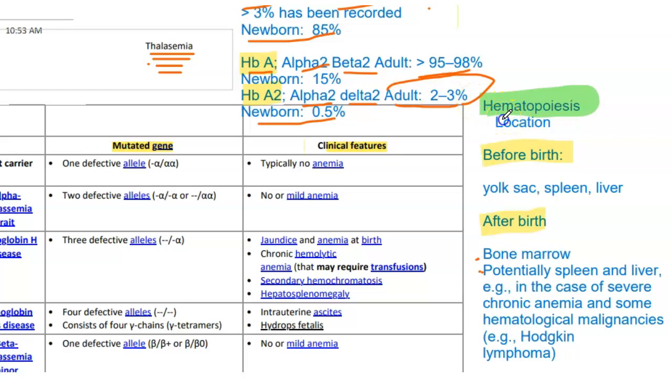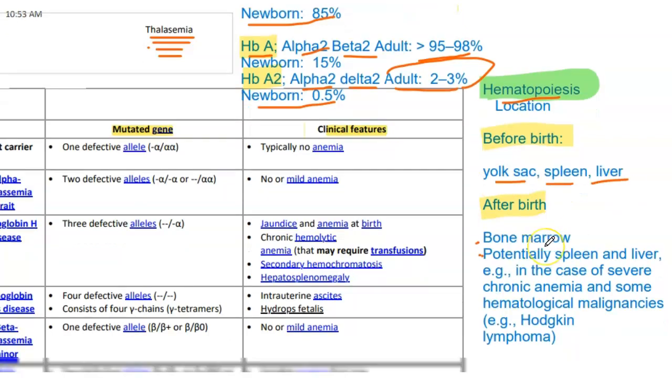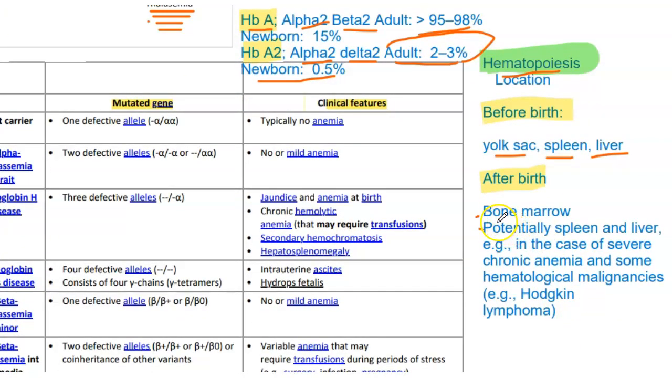Some points about hematopoiesis. So hematopoiesis before birth occurs in yolk sac, spleen and liver, while after birth it mainly occurs in bone marrow, and it also occurs in spleen and liver in case of chronic anemia, and in some hematologic malignancies like Hodgkin lymphoma.